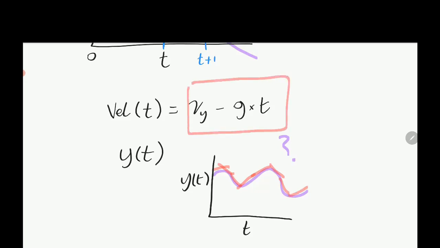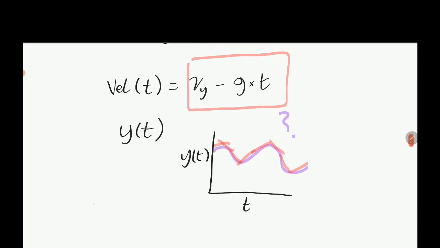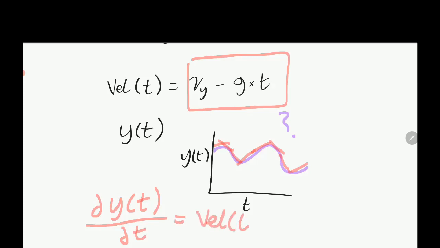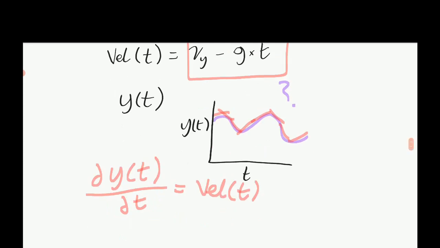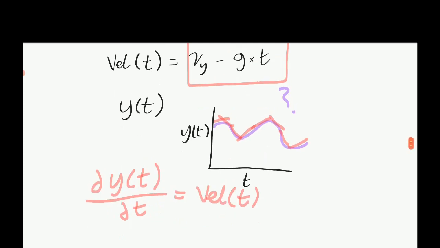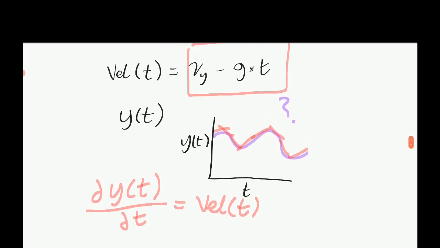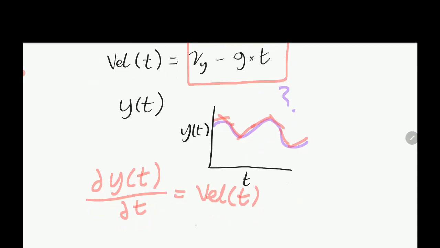Okay, so in other words, what we do know is that if we differentiate y of t with respect to time, then we ought to get the velocity at time t. And so we really want y of t to be some sort of function that has the property that if we differentiate it, we get this function vel of t here. And so then if we know a bit of calculus, we could have a good guess what this function y of t ought to be like.